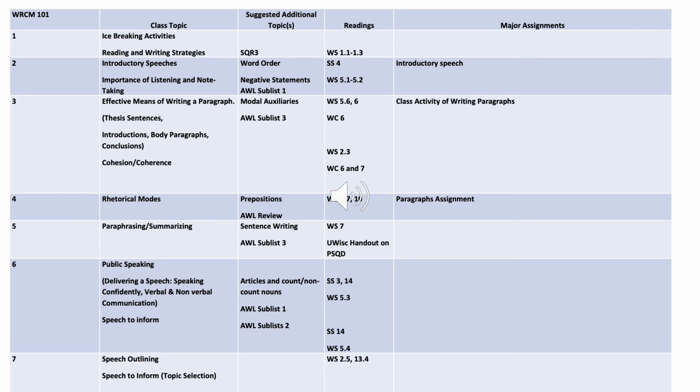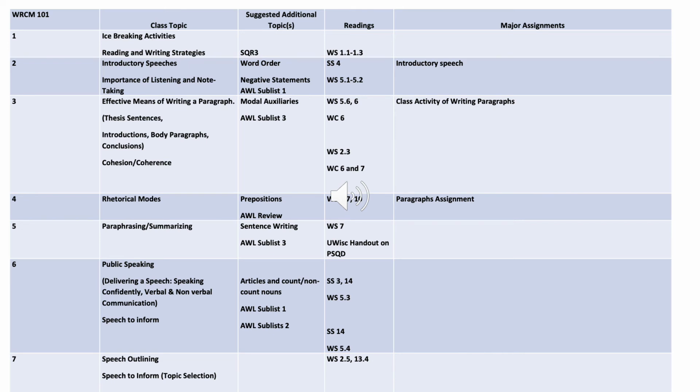Third week, effective means of writing a paragraph, thesis sentences, introductions, body paragraphs, and conclusion. We will in particular pay attention to cohesion and coherence in a paragraph. Additional topics would be modal auxiliaries, Academic Word List, sublist number 3. Under the readings, again, you see a few pages. I'll share these readings with you. And finally, class activity of writing paragraphs.